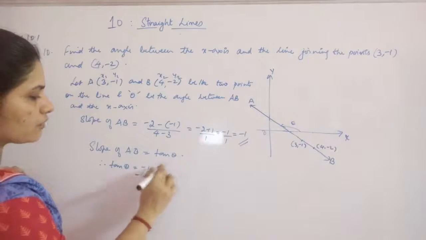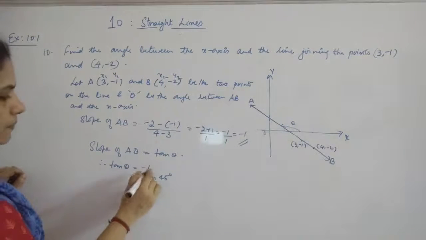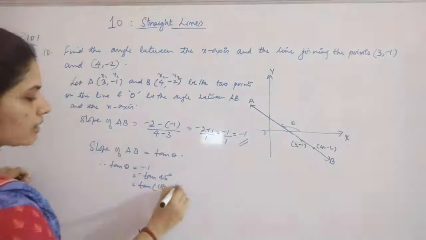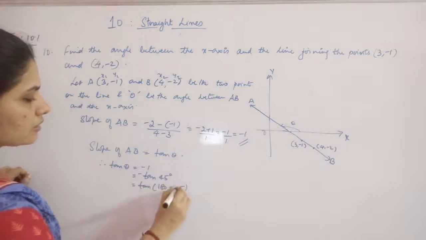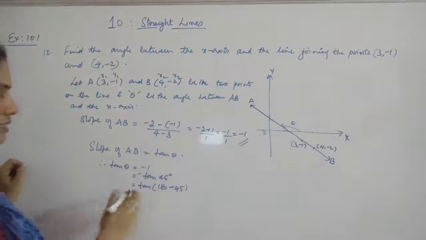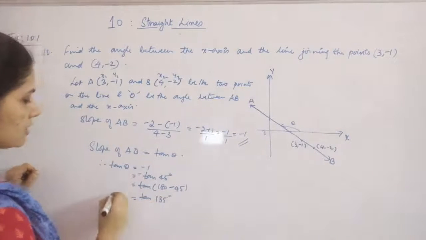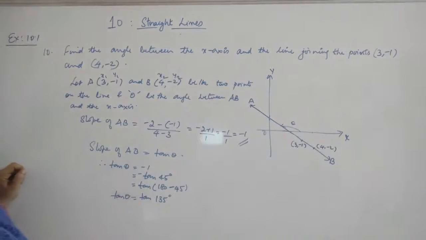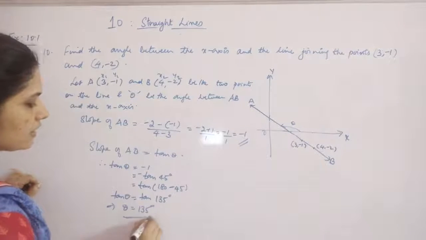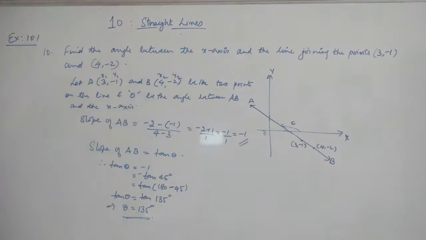So you can equate tan theta with minus 1, and this minus 1 can be written as minus tan 45, because tan 45 is 1. Now minus tan 45 is the same as tan of 180 minus 45. When it is in the second quadrant, you will get it to be negative, right? And 180 minus theta will give you tan itself. So this is your tan of 135 degrees. That means you have got tan theta is equal to tan 135, which implies that theta is equal to 135 degrees, which is your angle between the x-axis and the line joining the given points.